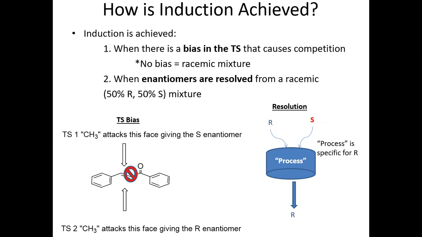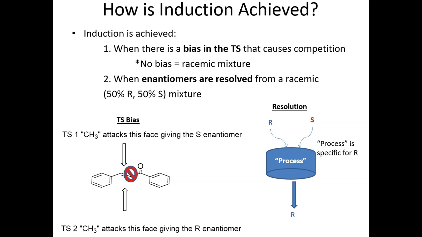If you have a bias in the transition state, if it's a competitive process and you have a bias in the transition state, then you're going to get an unequal mixture of stereoisomers. If there's no bias, then you're going to get a racemic mixture.